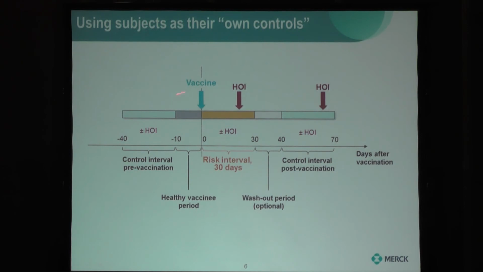So there's this time period during which you think that if the kid really got the vaccine here, it probably was a healthy kid right before getting the vaccine. And that's called the healthy vaccinee period, which is usually also a period that you don't use as a comparison period. You exclude it from the comparison period. So if you want to use the time period before the vaccination, you use a pre-vaccination control interval that is before that healthy vaccinee period.